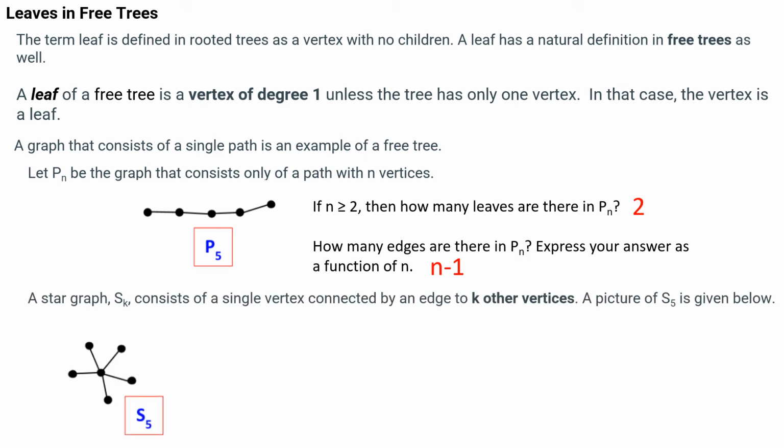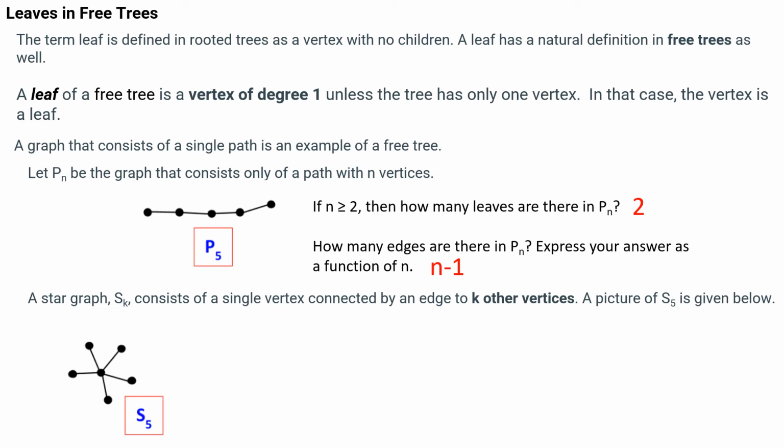Another special kind of free tree is called a star graph, and we use a capital S for that, and the k stands for not actually the number of vertices, so this can be a little bit confusing. This picture that you see down here, that's an S sub 5. Notice that there are 6 vertices there.